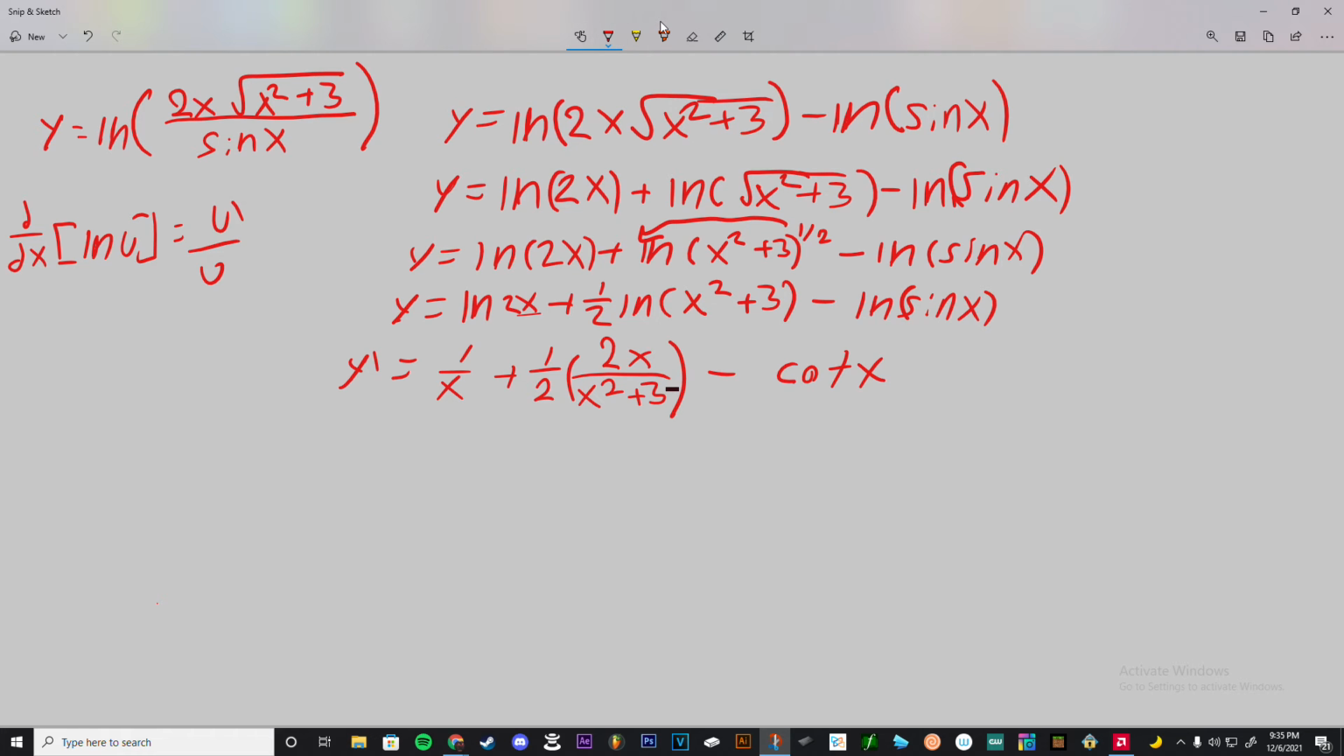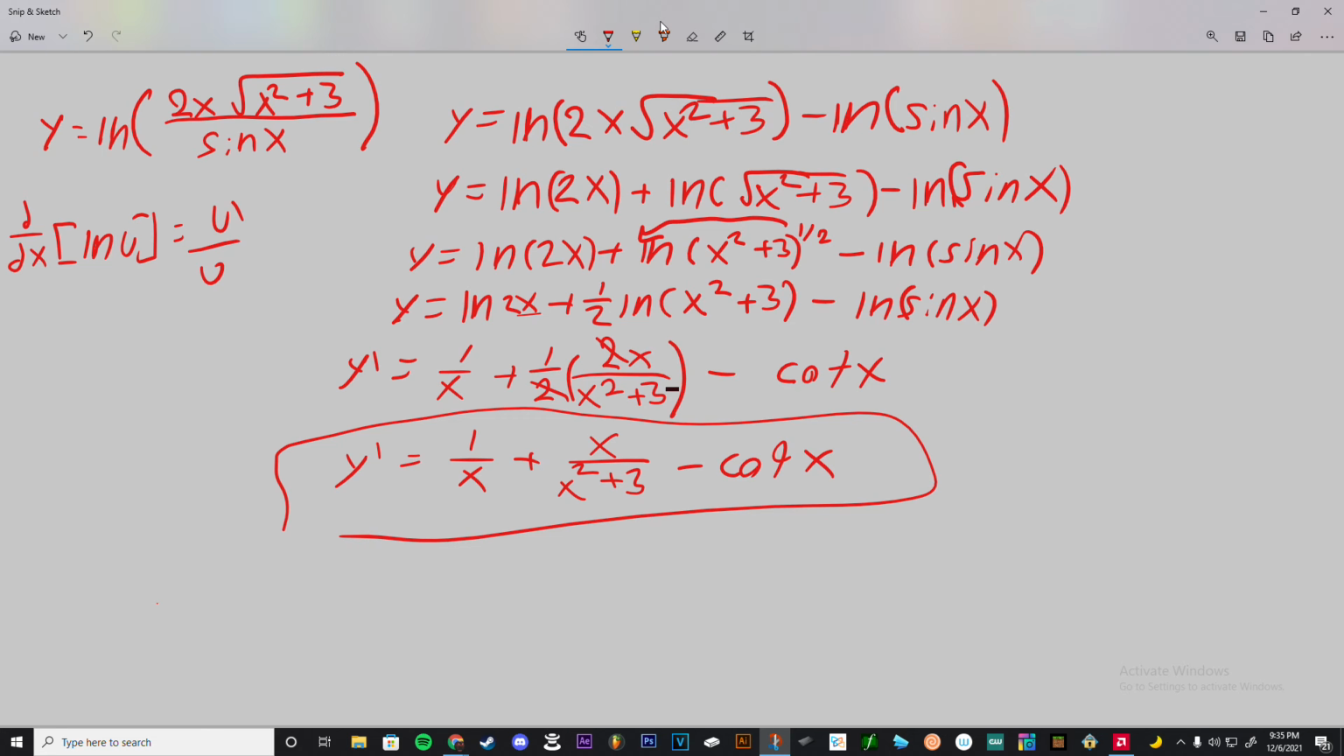Okay, so now out of these, you can see that we could actually cross out these before we do anything. Y prime equals 1 over x plus, that's just 1, so we have an x on top, over x squared plus 3 minus cotangent x. And I'm pretty sure that is actually the answer to it all. That's the derivative. There's another option, which again was if you use the quotient rule, but I am not going to do that because this takes way too long.